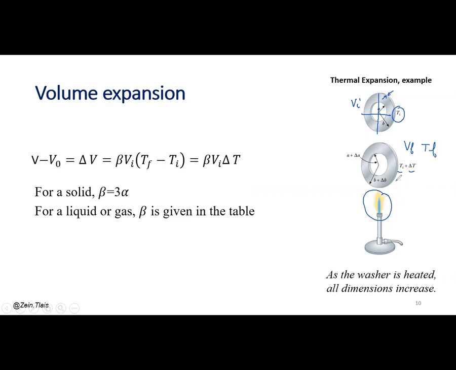We get the same value because T initial plus delta T equals T final. Okay, this is the final state. What is the relation between V initial, V final, T initial, and T final? Here, V final minus V initial equals beta V initial delta T. Okay? In this case, if we have a solid object, beta equals 3 alpha. Okay? It's very important. But in the case of liquid or gas, beta must be given in the table. I give you the value of beta as given.